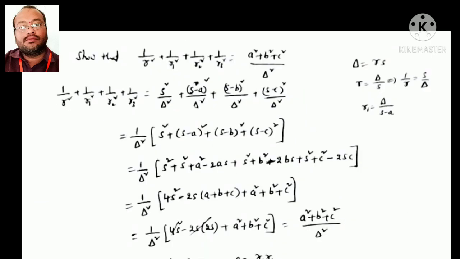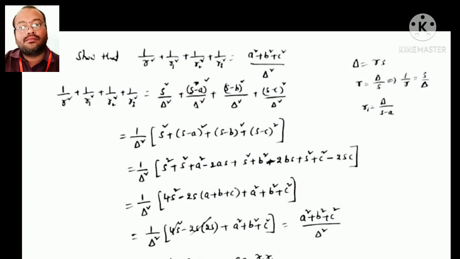In the next question, 1 by r square plus 1 by r1 square plus 1 by r2 square plus 1 by r3 square equal to a square plus b square plus c square by delta square. We can expect in either 4 or 7 marks question. We already know delta is equal to rs and r is equal to delta by s, and 1 by r is nothing but s by delta. r1 is nothing but delta by s minus a, so it will be reversed, 1 by r1 is s minus a by delta. 1 by r value is s by delta and 1 by r1 value is s minus a by delta.